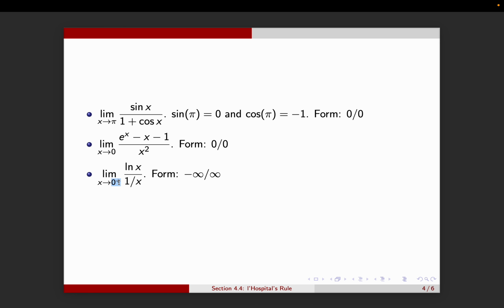I have to say from the right here, by the way, because natural log doesn't exist to the left of 0. So this limit only makes sense if you're coming in from the right, positive numbers. Okay, that's the idea of indeterminate form.